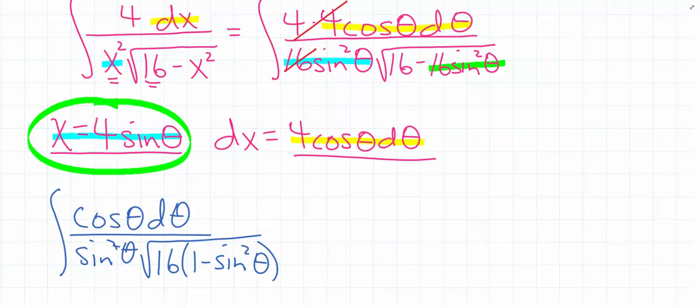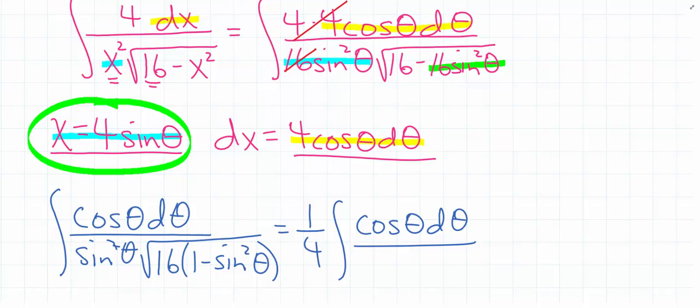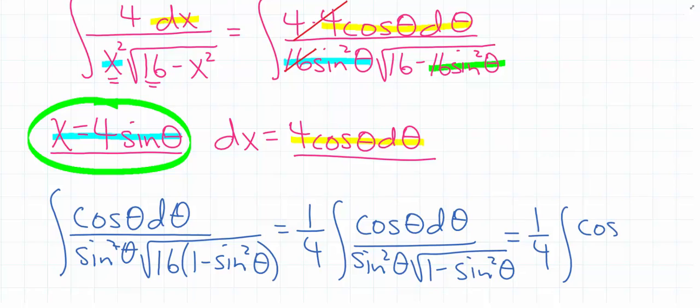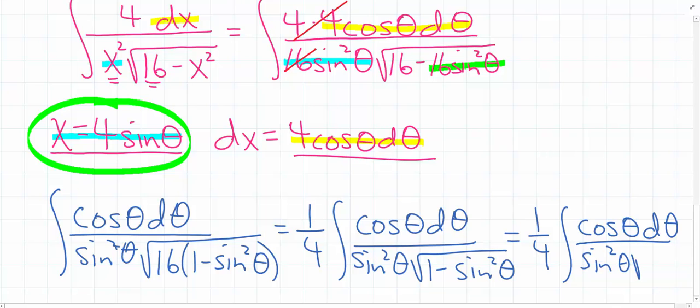Now, the square root of 16, of course, is 4, so let me pull a 1/4 out front. And now I've got cosine theta d theta over sine squared theta times the square root of 1 minus sine squared theta. Now, remember that 1 minus sine squared theta is cosine squared theta. So let's go ahead and do that. We've got cosine theta d theta, here is sine squared theta, and this is the square root of cosine squared theta.